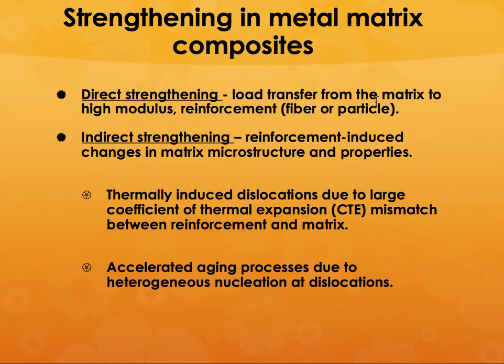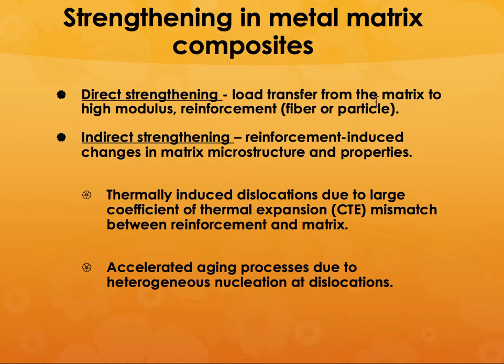So if you have metal matrix composites, there are two ways of strengthening that you can have. One is direct strengthening, where you can have load transfer from the matrix to high modulus reinforcement fibers or particles. You can also have indirect strengthening, where the reinforcement induces changes in the matrix microstructure and properties.